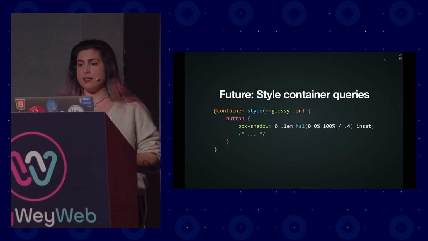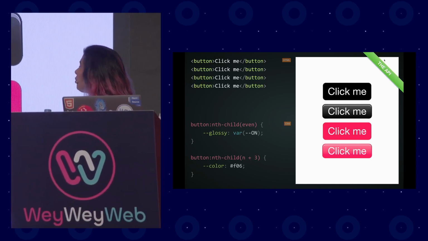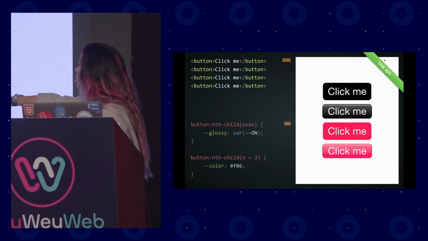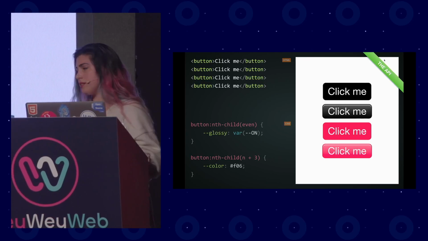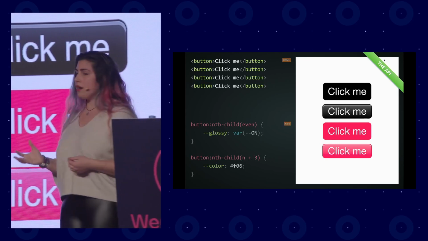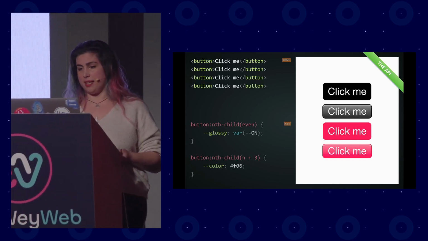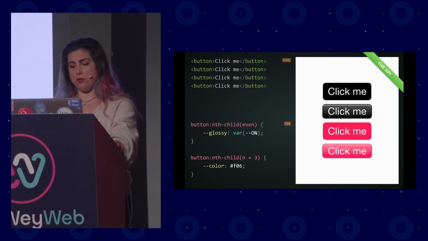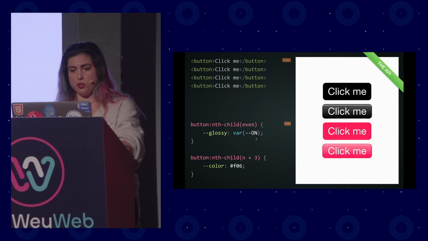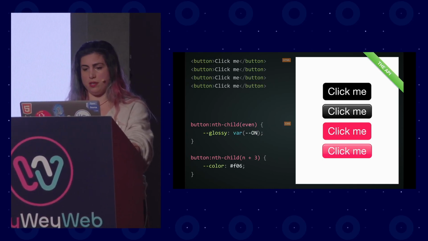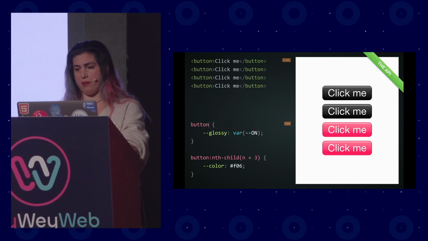So what can we do right now? We can't get quite to that level of beautiful API, but we can get sort of close. This is the kind of API I will teach you how to create. So let's suppose you want to have a button that has a glossy attribute, where if you set it to the value on, it creates this kind of styling. Whereas if you set it to the value off, it's flat. And here, I've applied it to every even button to show you the difference. Or I can apply it to every odd button. Or I can apply it to every button.